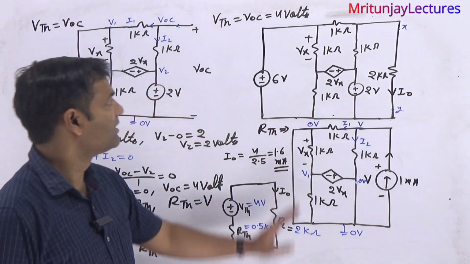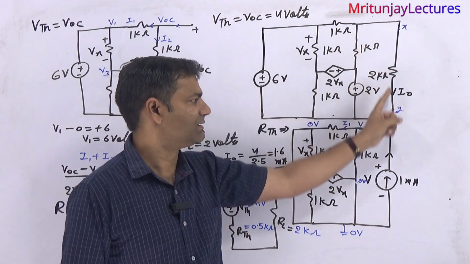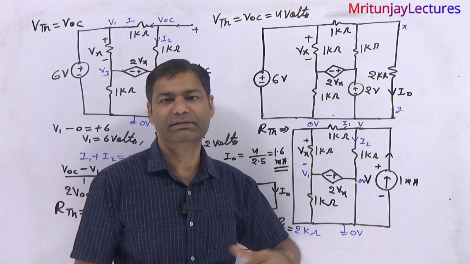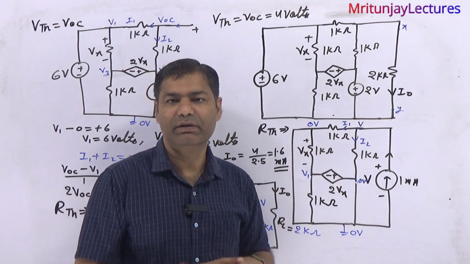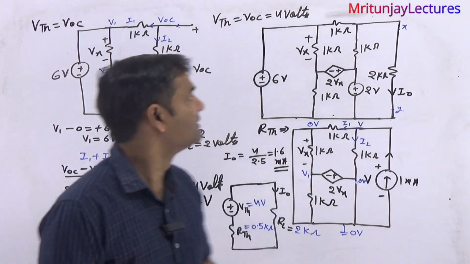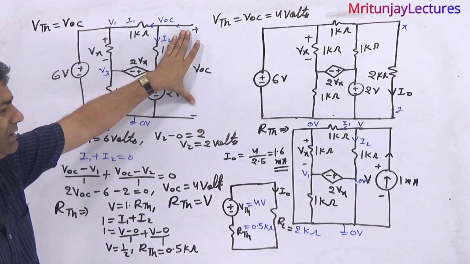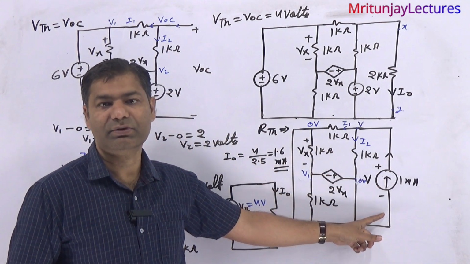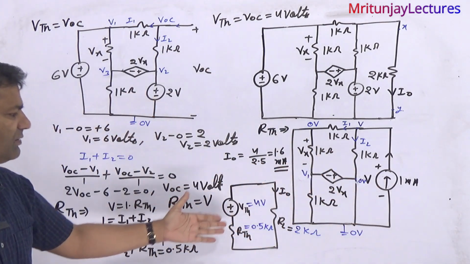So how do we achieve the target? First of all, we consider terminals X and Y, and this is the load resistance, and this circuit is converted to its equivalent VTH and RTH. First determine VTH, and after that determine RTH. Then put these values in and get the answer.